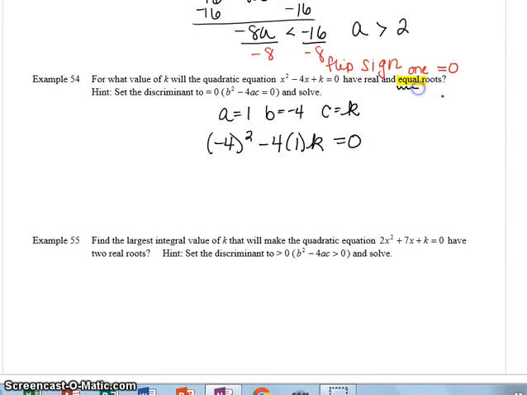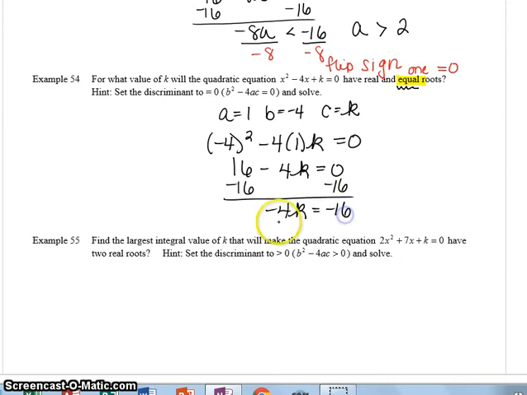The only one that's going to have equal is if it's tangent. Any other time it would be greater than or less than. Okay, so I'm going to get 16 minus 4k equals 0. Minus 16 from both sides. And when I minus 16, I'm going to get negative 4k is equal to negative 16. Divide both sides by negative 4. And I get that k has to be equal to a positive 4. If k is equal to a positive 4, then that would cause us to have real and equal roots.